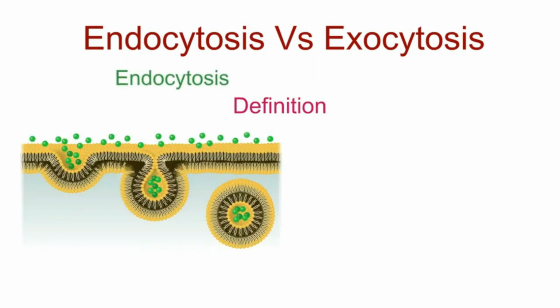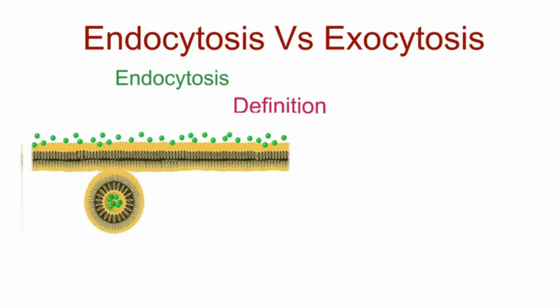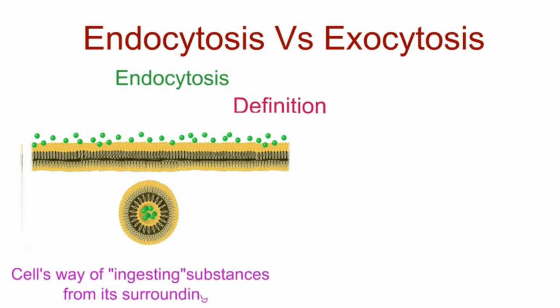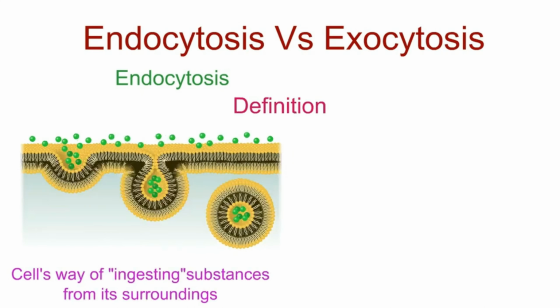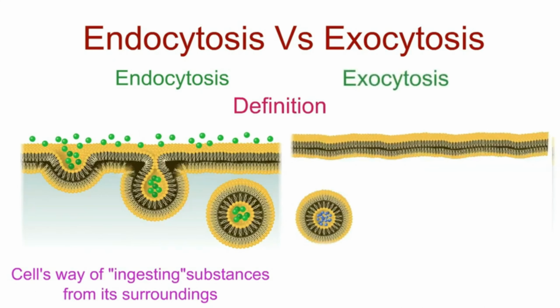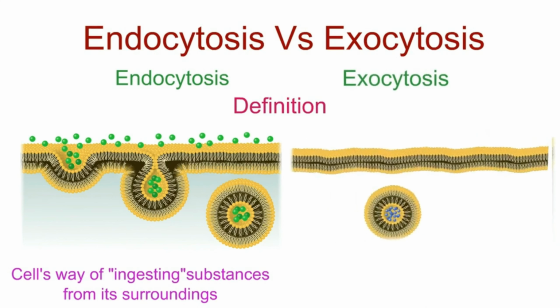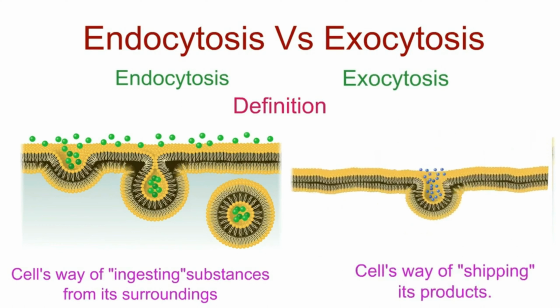Endocytosis, the first player in this cellular duo, is all about bringing stuff into the cell. It's like the cell's way of ingesting substances from its surroundings. Now, let's meet the second player, exocytosis. This process is all about exporting substances out of the cell. It's like the cell's way of shipping its products.